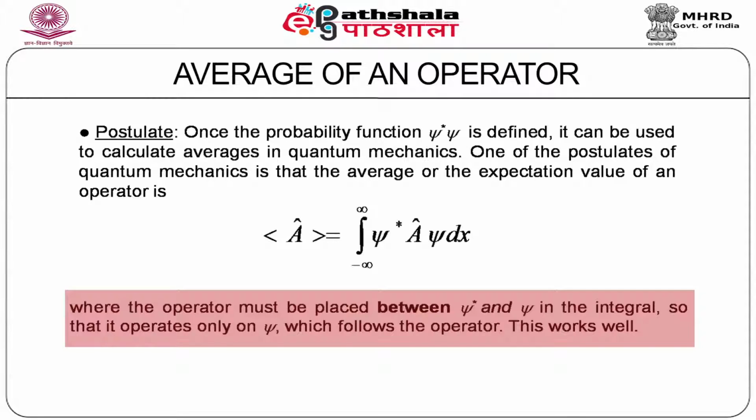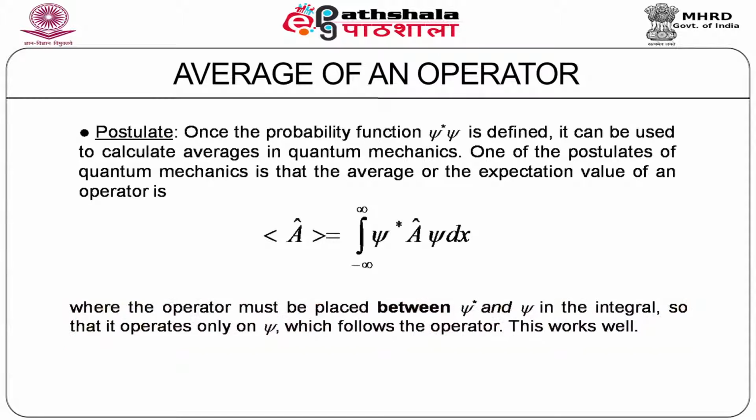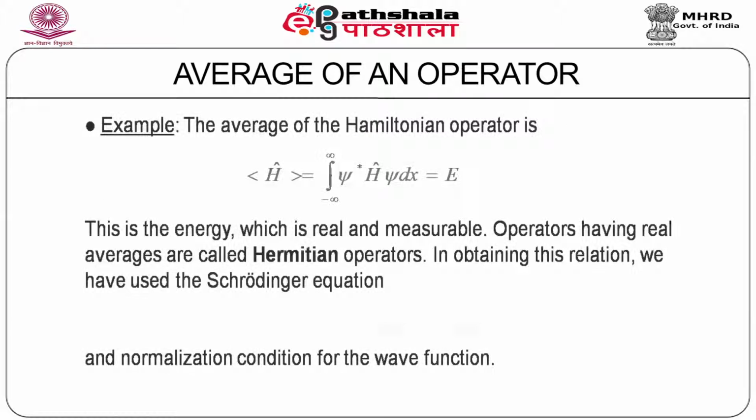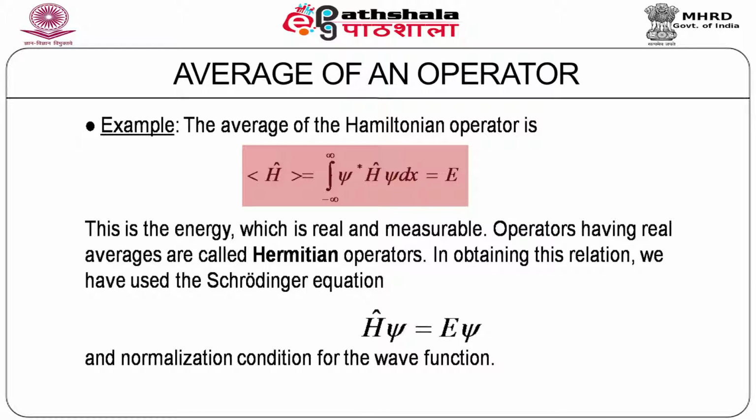That is, the result based on this agrees with our observations. And then let us take an example. Let's find out what is the average of a Hamiltonian operator. So we can see that the average of the Hamiltonian operator is the integral of psi star H psi.